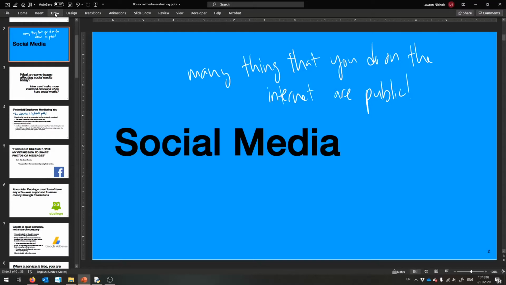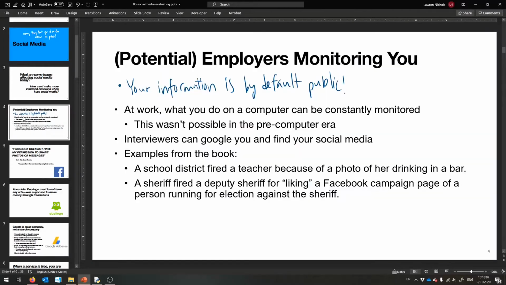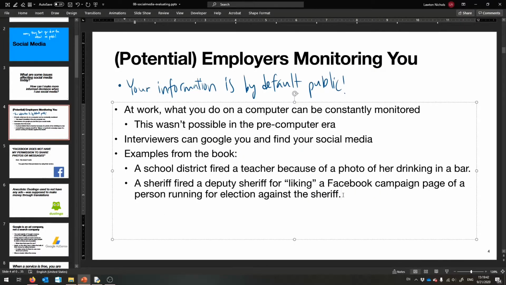And this goes, obviously, beyond social media. There's more than just that, but this is a good topic to get us started. Here's another example. A sheriff fired a deputy sheriff for liking a Facebook page about the campaign of somebody running against that particular sheriff. So I guess the deputy sheriff is the person right below the sheriff. And so apparently they didn't like him or her. They didn't like their boss, and so they made that public on Facebook, and they got fired because of it.